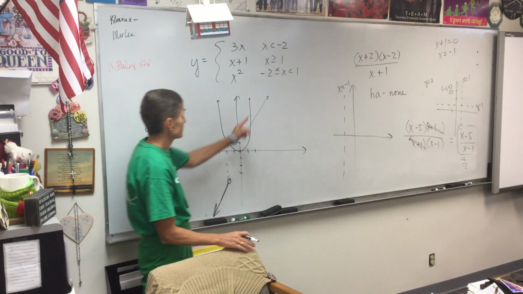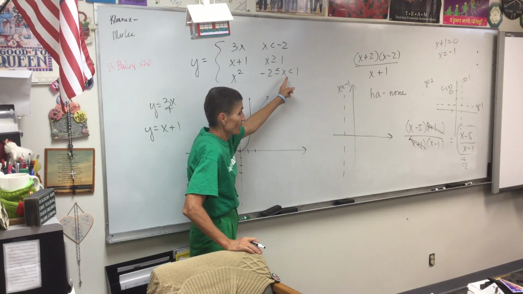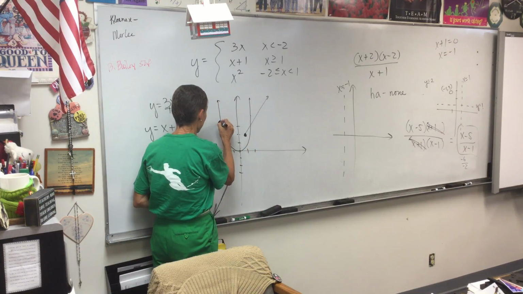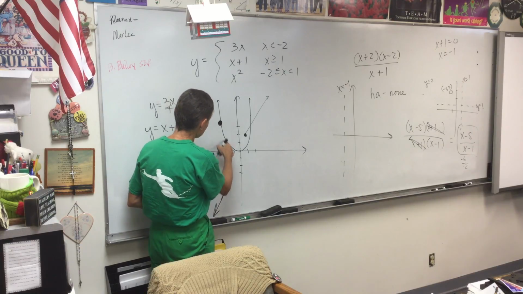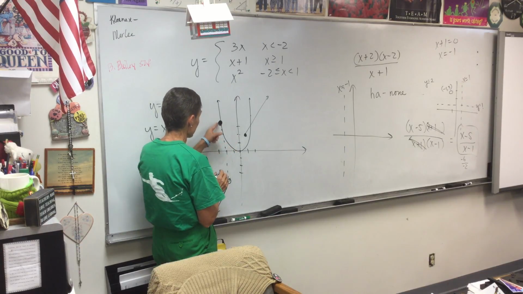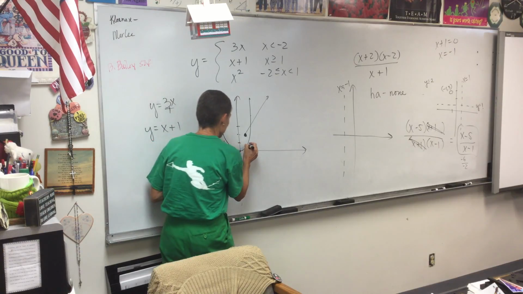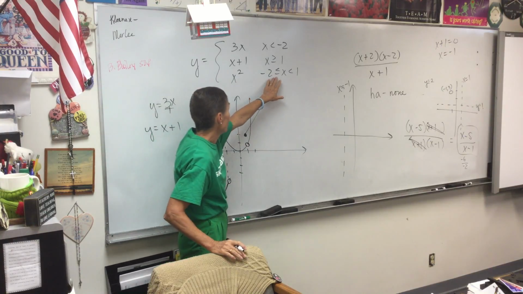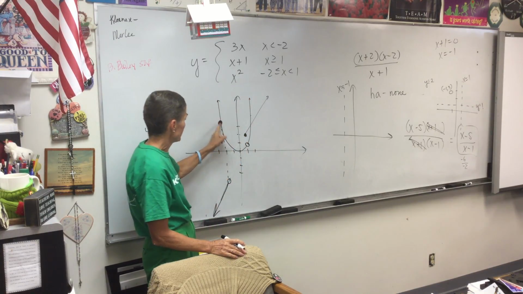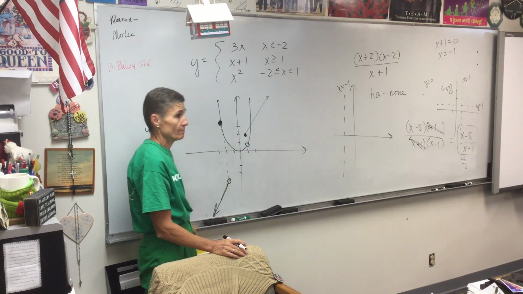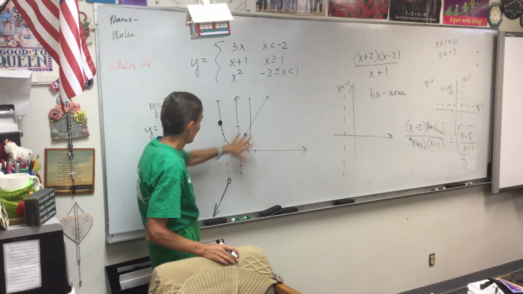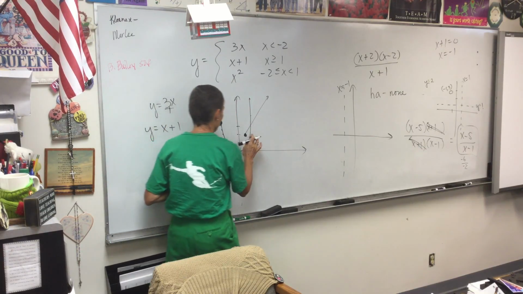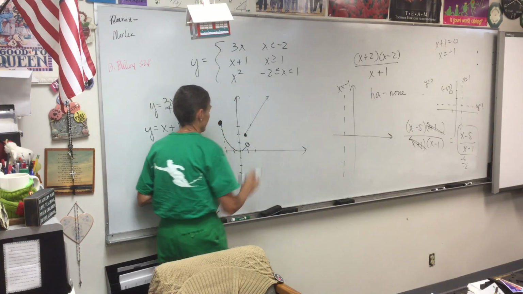Now this one's tricky because we want a chunk of it. So we're going to start at -2, and that's going to be a closed dot, where x is -2, right there. And we go to where x is 1, so we'll go to here and make an open dot. So it's closed at -2, and it's open at 1. So tell me what to erase. Something has to be erased. Both arrow pieces are going to get erased.